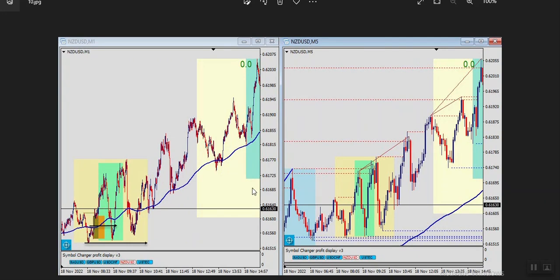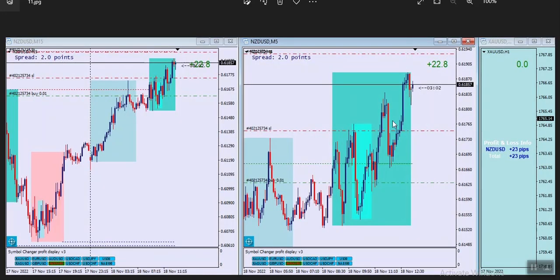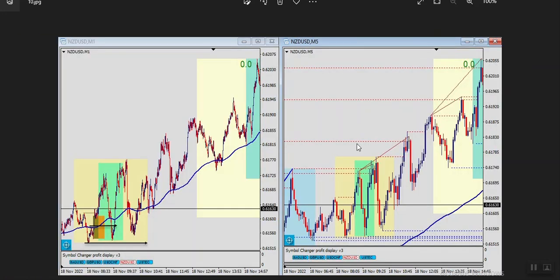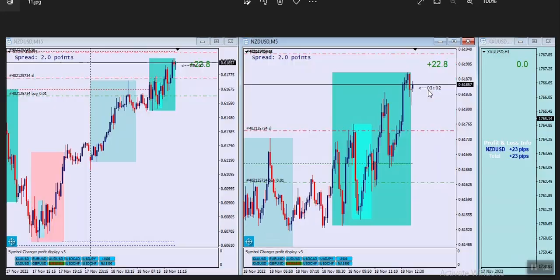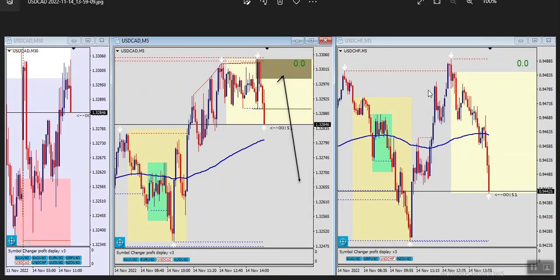So on the NZD USD here, as price closed outside the box, I took my first take profit and I left the remaining one. On NZD USD, the remaining one was there, which I took here, and it continued up. As you can see, price moved continuously throughout the London session, entering the New York session, right? So I just want to use this setup to explain in detail.